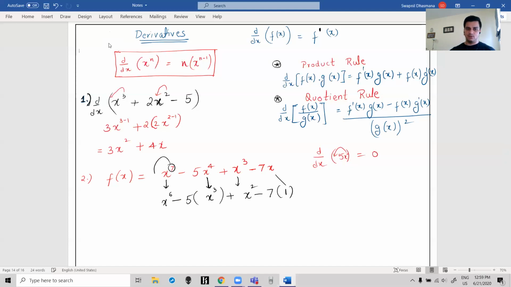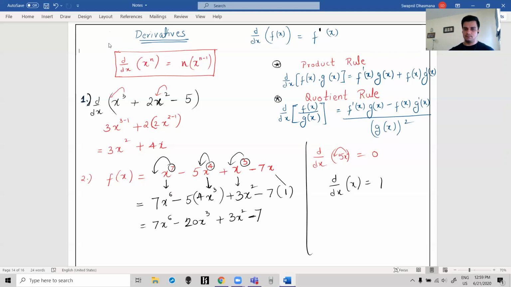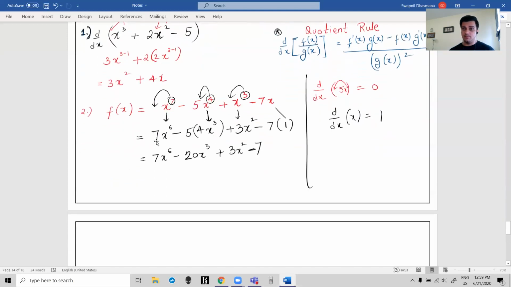Now whatever is the power, it will go out, so that will become 7, power out, that will become 4, power out, that will become 3. Now you can simply write 7x power 6 minus 20x cubed plus 3x squared minus 7. You can also remember that d by dx of x is 1. So that's how you find the derivative. Very quick, very fast. There's no need to do any steps if it's a multiple choice question, and online it will be a multiple choice question.